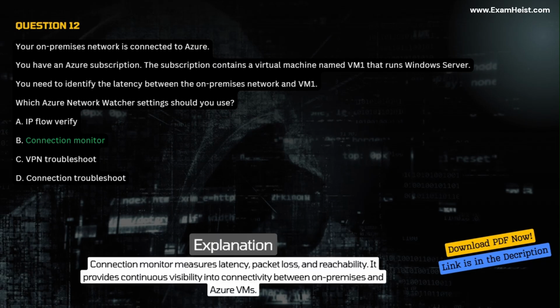Explanation. Connection Monitor measures latency, packet loss, and reachability. It provides continuous visibility into connectivity between on-premises and Azure VMs.